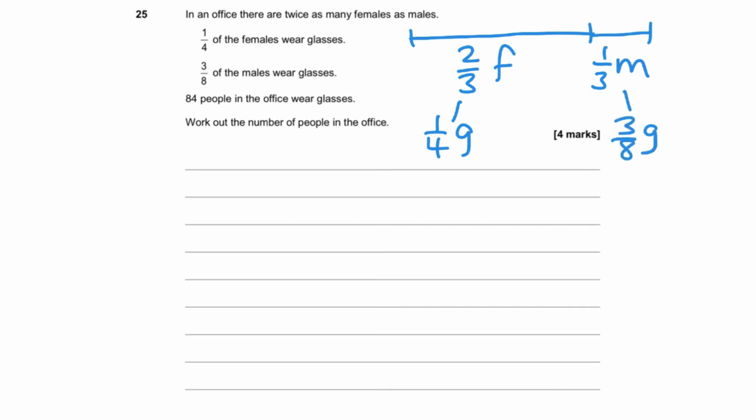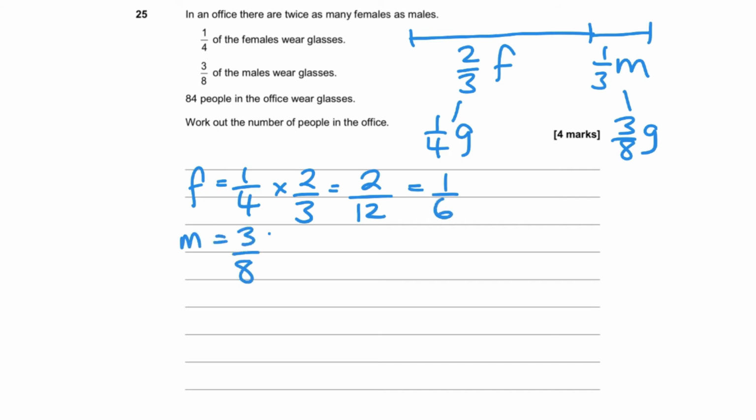So we need to work out what proportion that is. So for the females, we've got 1/4 times 2/3 is equal to 2/12 or 1/6. For males, we've got 3/8 times 1/3 is equal to 3/24. So we know that these two fractions added together is equal to 84 people. So we'll work out what proportion that is of the office, and then we can work backwards to work out how many people are in the office altogether.